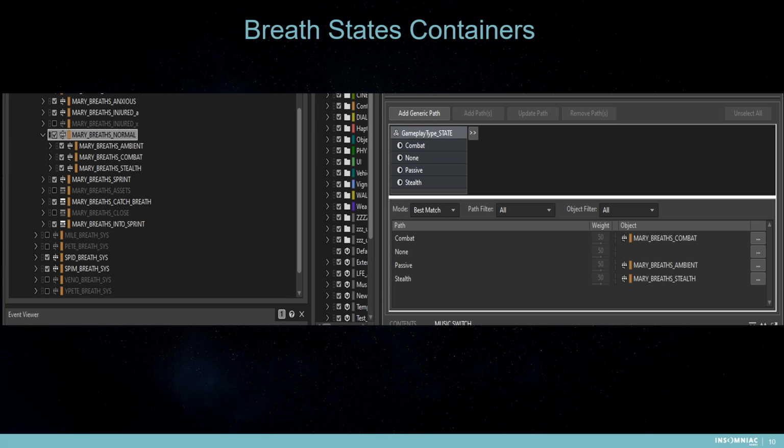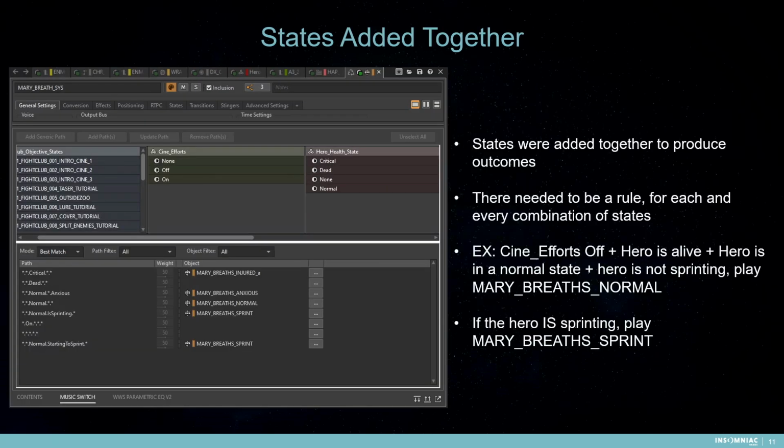So like I said, the specialty states are able to override the normal states. How does that happen? So here, we have a bunch of rules. We have a lot of rules here. So basically, states were added together to produce outcomes. For example, right here, this is our character breath system that we're currently using. And here are all the states that are attached to that system. We have a state called cine effort state.